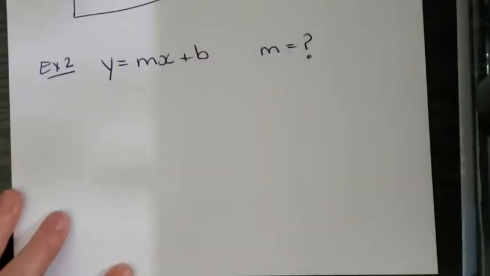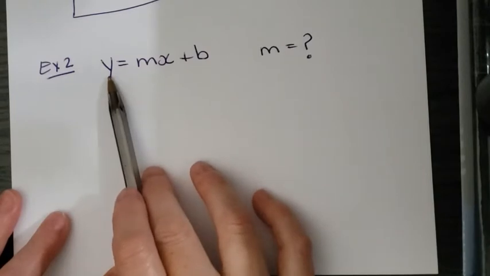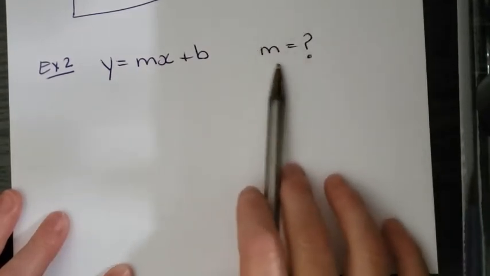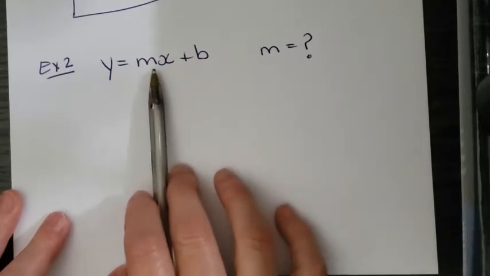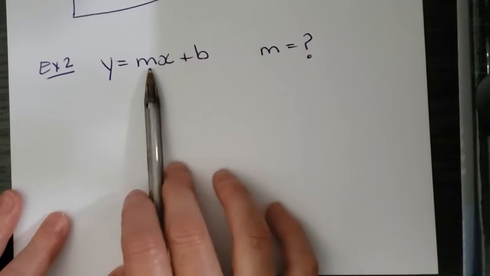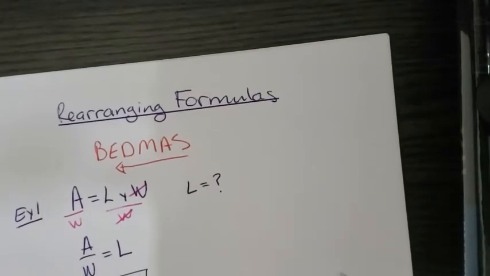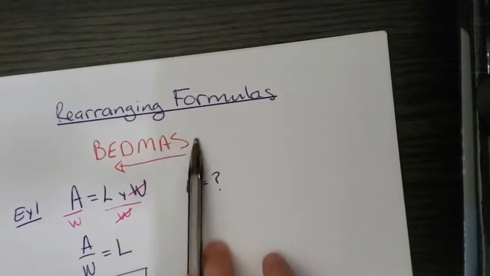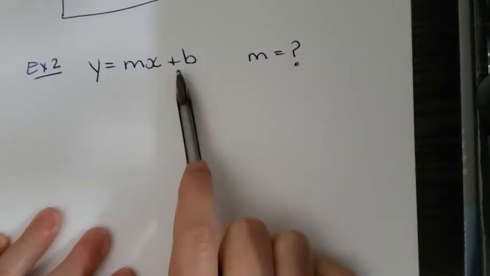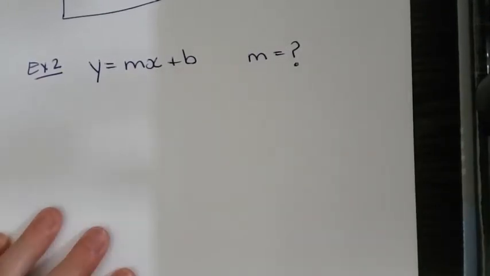In our second example of rearranging formulas, we have the equation of a line. So y equals mx plus b. And this time, I want to get the m all alone. So we have two things we can move. We have the multiplying by the x and the adding the b. So let's go back to our BEDMAS. BEDMAS means start with the adding and subtracting. So the b is being added to the m. So we're going to get rid of the b first.